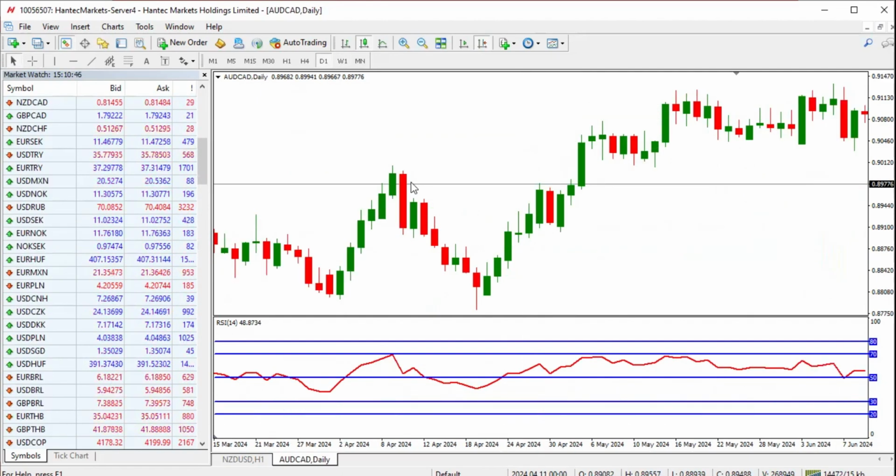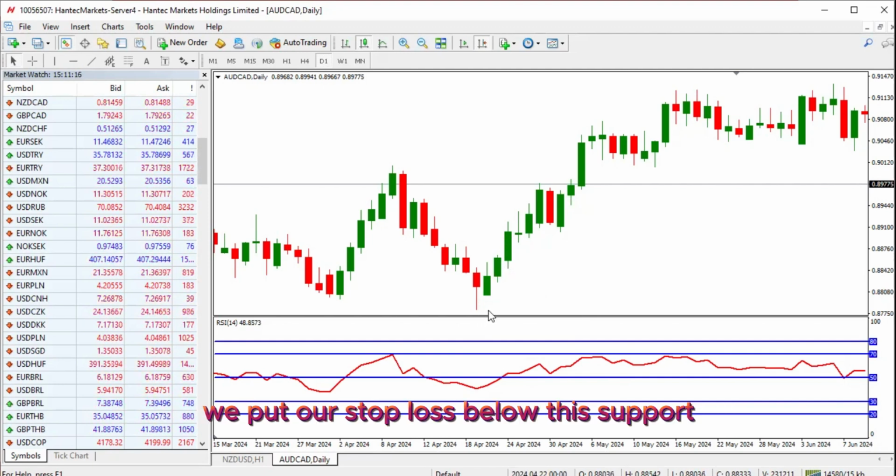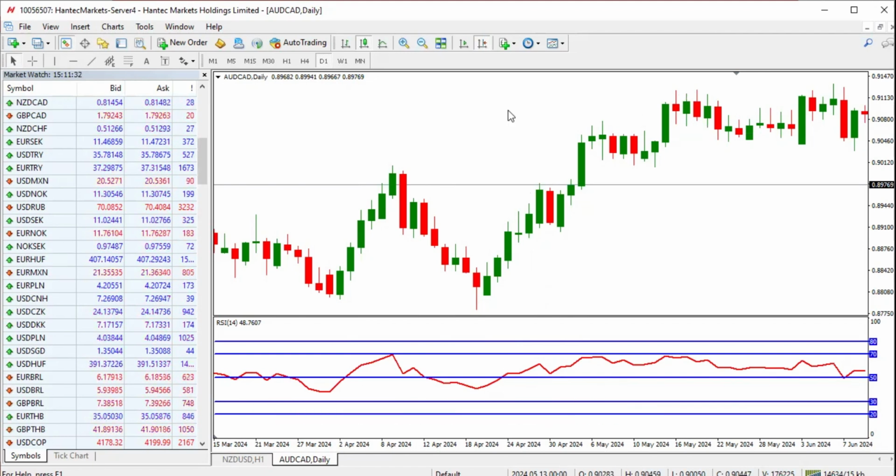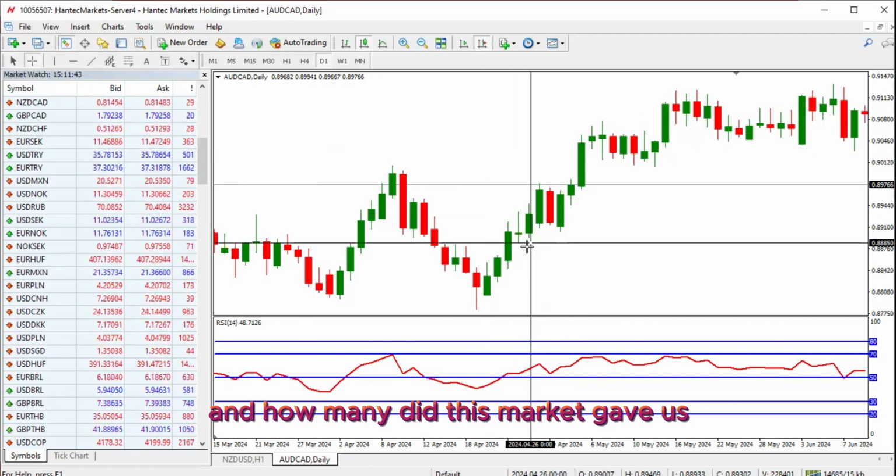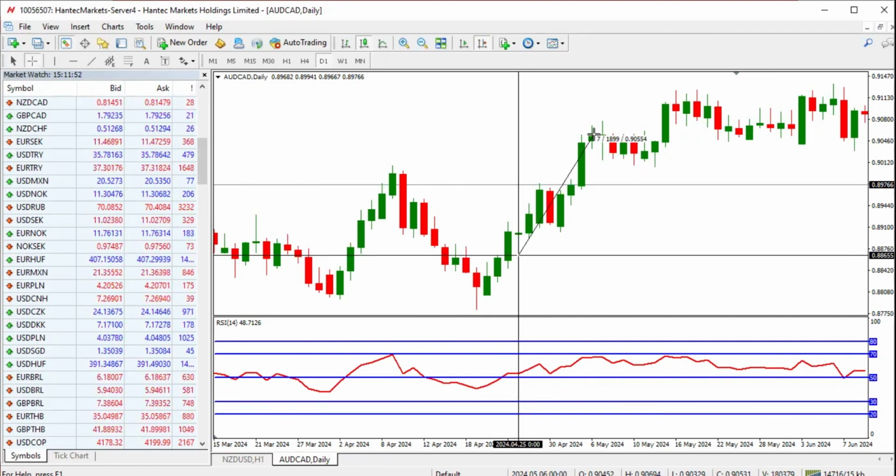In this AUDCAD, the market sold up to this point and a bullish candle opened far below the close of this bearish candle before closing above the midpoint. This is a perfect piercing line. We wait for a confirmation candle, which is this candle. At the close of this candle, we take a buy entry. We put our stop loss below this support, while our take profit will be 2 to 3 times the stop loss. And how many pips did this market give us? The market printed 189 pips.